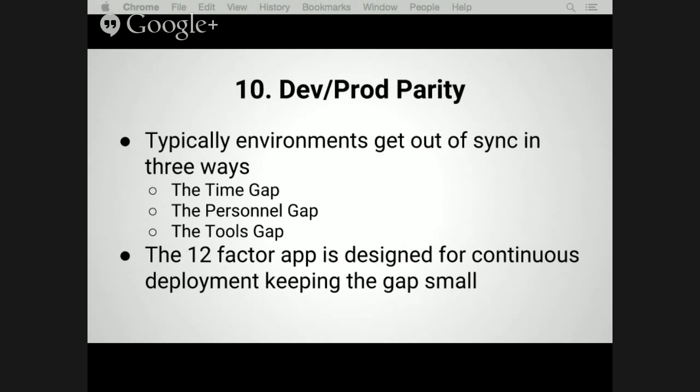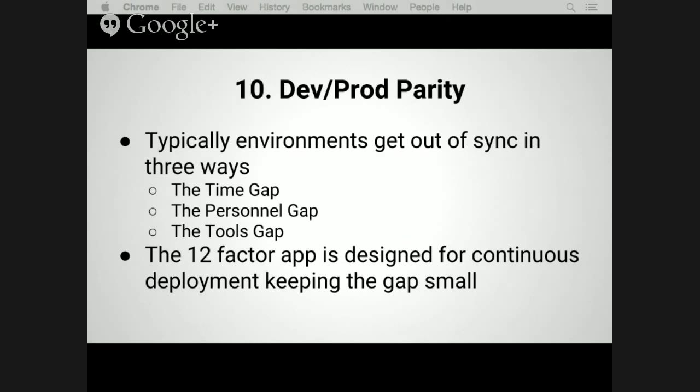The 10th one is dev/prod parity. Typically environments will get out of sync over time in 3 ways. There's a time gap, there's a personnel gap, and there's a tool gap. The time gap is developers' work may take weeks to months before it goes from one system to another and before it eventually hits the production environment. The personnel gap: the developers will write the code, but it's actually the ops department that deploys it.